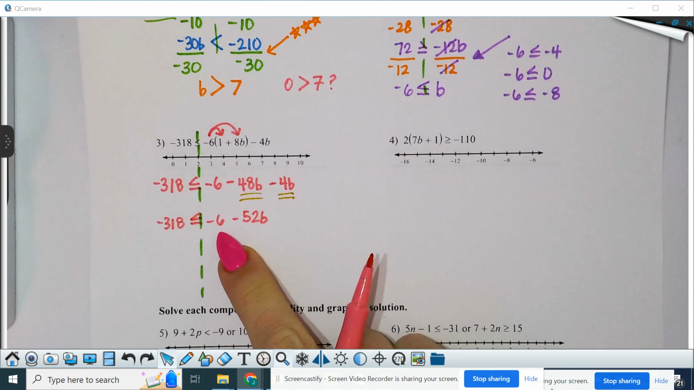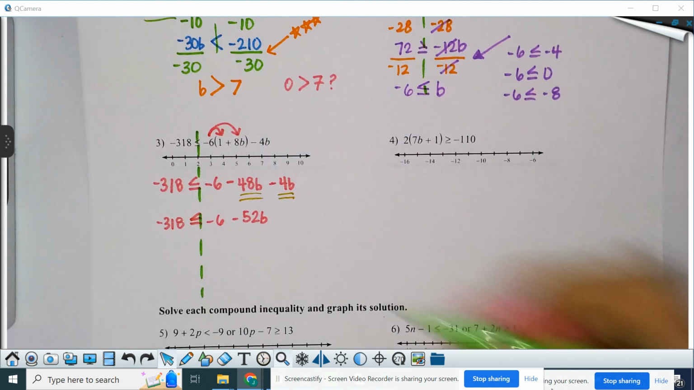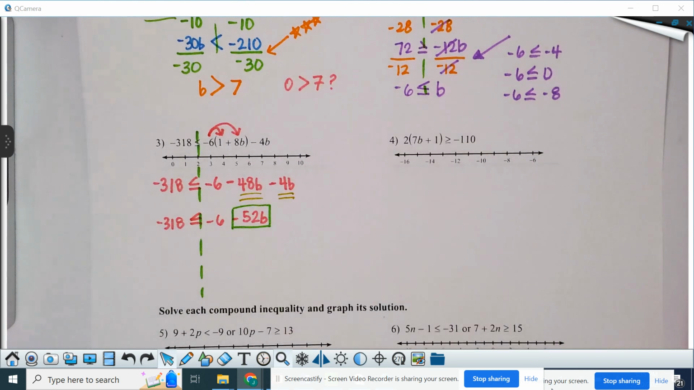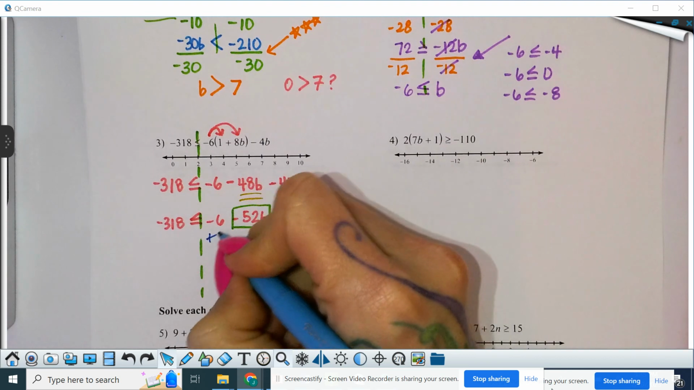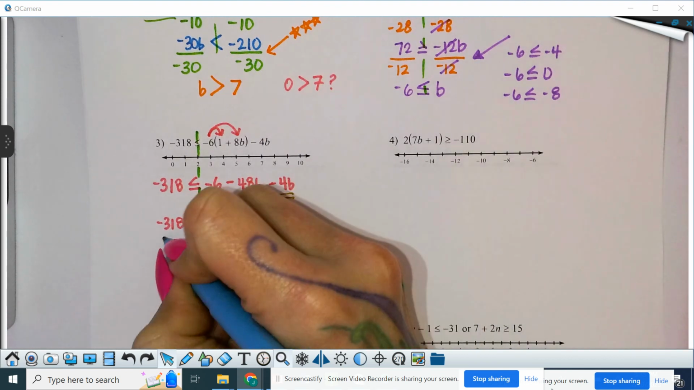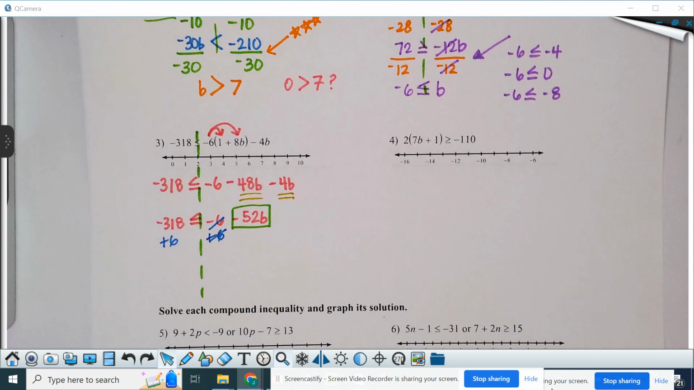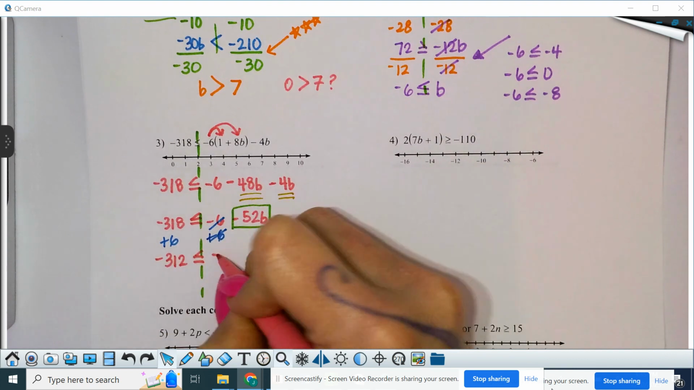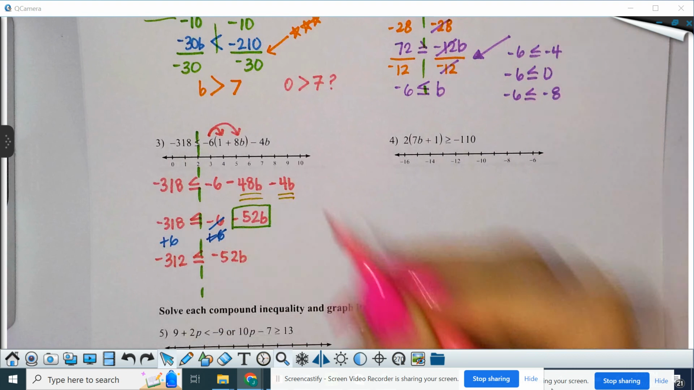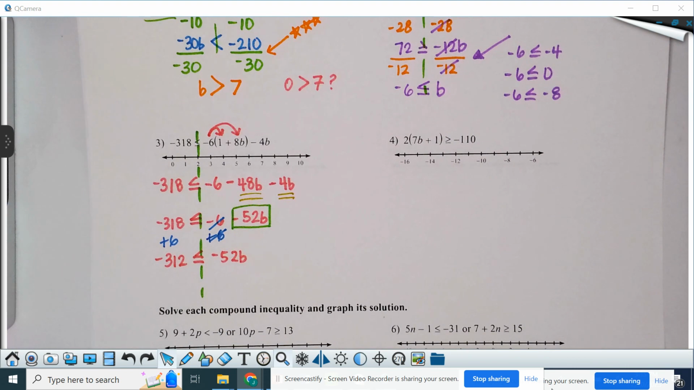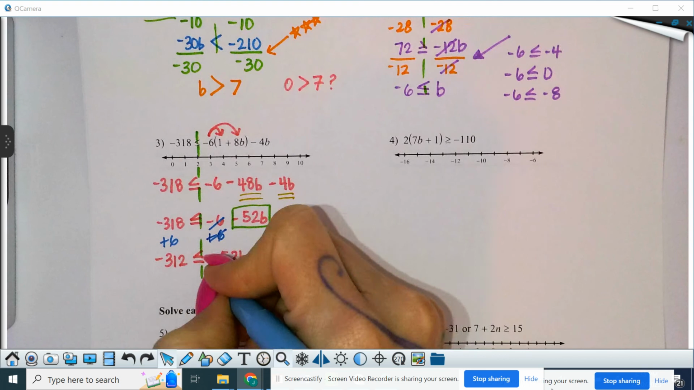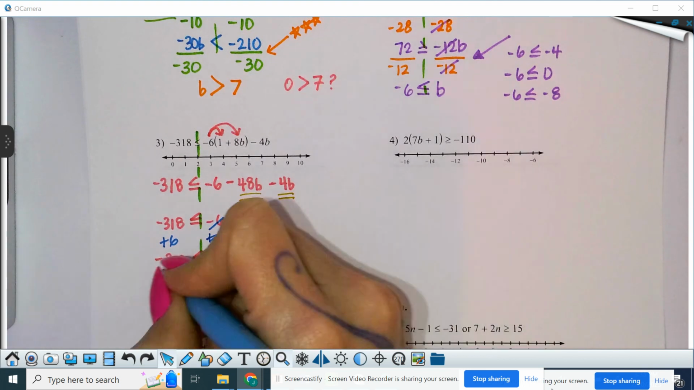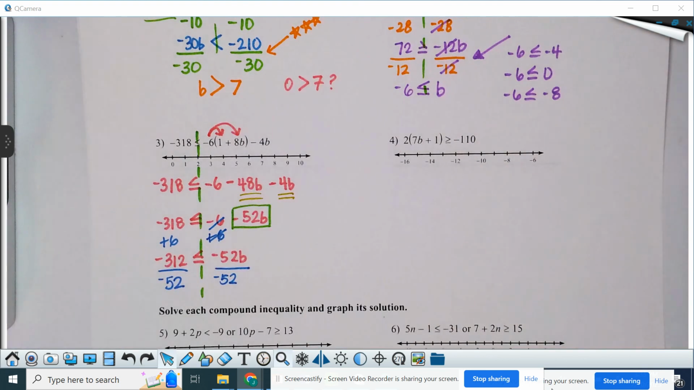Negative 6 is a constant, so we want to get it away from our b in this case. We're going to add 6 to both sides, because that'll turn that into a 0 on this side, and whatever we do to one side, we have to do to the other side. So if I owe you $318 and then I pay you 6, I owe you $312. Negative 52b, that's negative times b, means we're going to divide by negative 52. Ding, ding, ding.